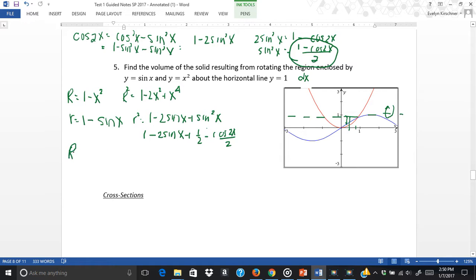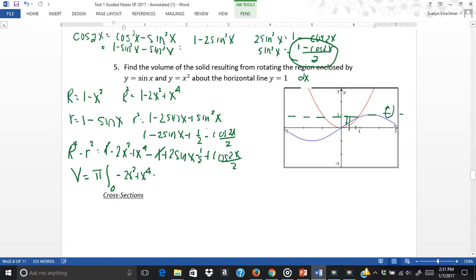So big R squared minus little r squared is 1 minus 2x squared plus x to the 4th minus 1 plus 2 sine x minus 1/2 plus cosine 2x over 2. So these ones go away, and I know my volume is pi times the integral. I've got to find out where they intersect, don't I? I know it starts at 0, and I have to find out the intersection point. But it's going to be negative 2x squared plus x to the 4th plus 2 sine x minus 1/2 plus 1/2 cosine 2x all dx.